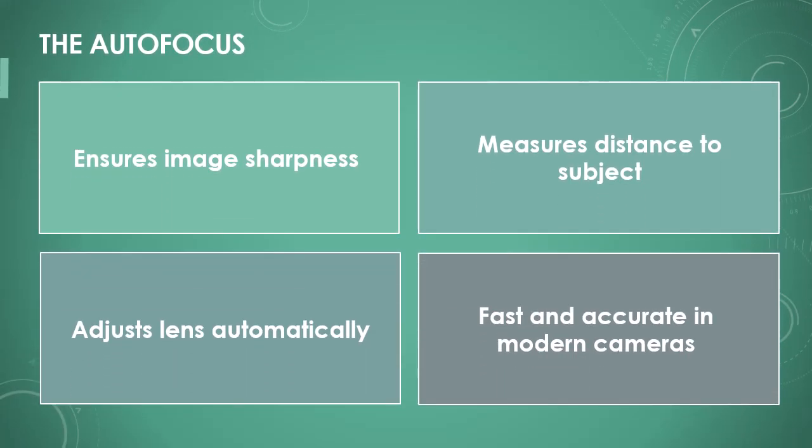The autofocus is a system in the camera that ensures the image is sharp. The autofocus automatically measures the distance to the object and adjusts the lens accordingly. In many modern cameras, the autofocus is very fast and accurate. It helps you photograph moving objects clearly.